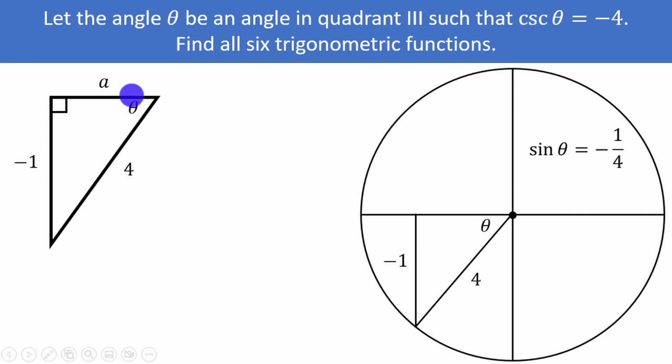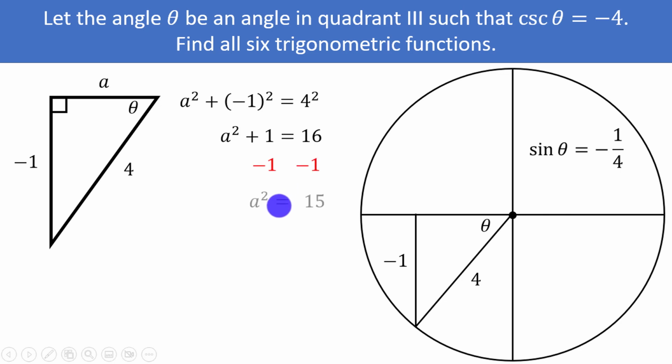We can solve for a using the Pythagorean theorem. A squared plus negative 1 squared is equal to the hypotenuse squared of 4 squared. We get a squared plus 1 is equal to 16. Subtracting 1 from both sides, we get a squared is equal to 15. We take the square root of both sides to get a is equal to plus or minus the square root of 15. Now a is the base of the triangle, which is going to represent our x-coordinate.